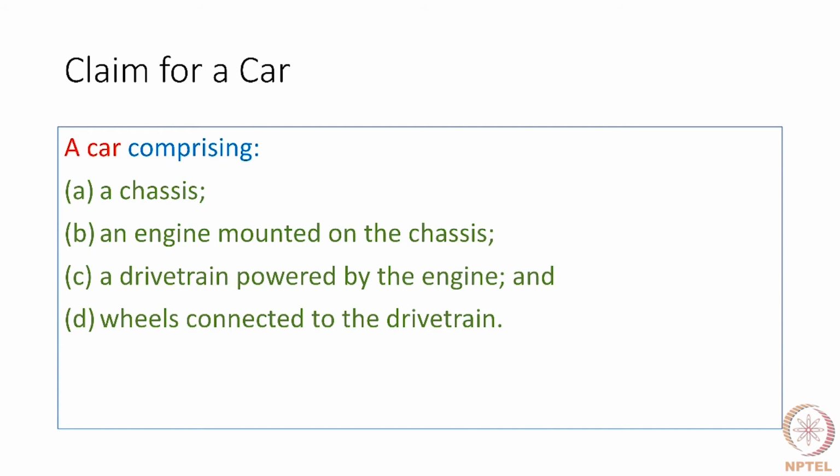So the body tells us how the parts are and how they interact with each other. The engine is connected to the chassis, it is mounted. The drivetrain is powered by the engine, so there's a connection there. And the wheels are connected to the drivetrain. Again, it shows how the various elements cooperate with each other.